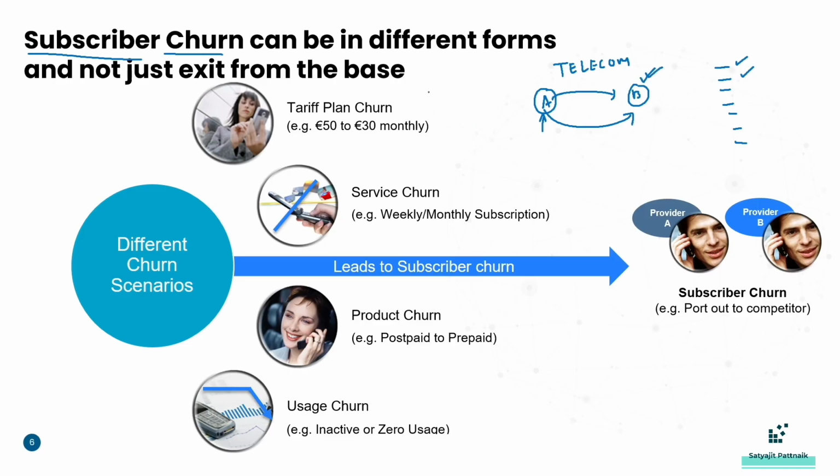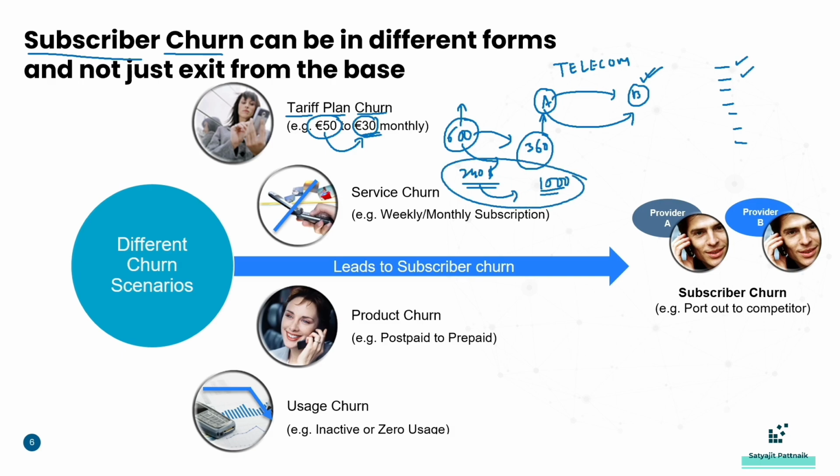But apart from that, there are internal churn scenarios as well. For example, tariff plan churn. Today you are on €50 or $50 and you switch to $30. That is also a churn. Why? Because when you are on $50 plan, your annual income was $60 to the company. Your annual revenue from your side to the company was $600. From $600, it has reduced to $360. So the company is losing $420 from one customer. Imagine 1,000 customers doing the same thing. So you can do the calculations. That's a loss to the company.